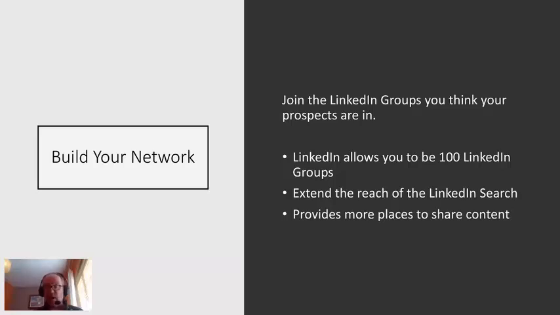You're probably already in a few groups, but recently LinkedIn upped the total number of groups you can be in from 50 to 100.